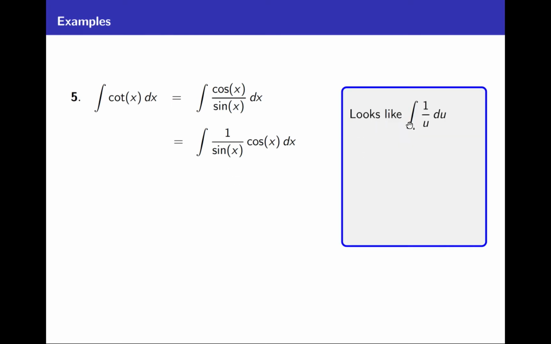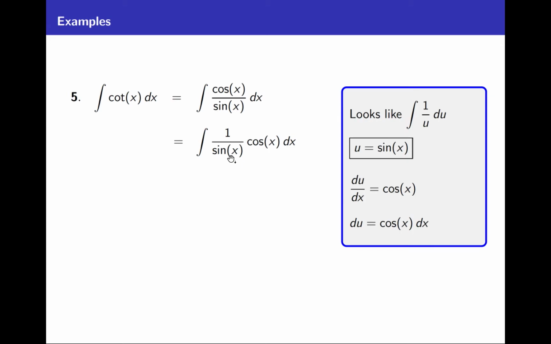This integral looks kind of like the integral of 1 over u du, where u is equal to sine of x. So we'll make the substitution, u equals sine of x. If we do that, we have to look at du dx. It's cosine of x. So du equals cosine x dx. Perfect. The cosine x dx that's right here, it equals du.